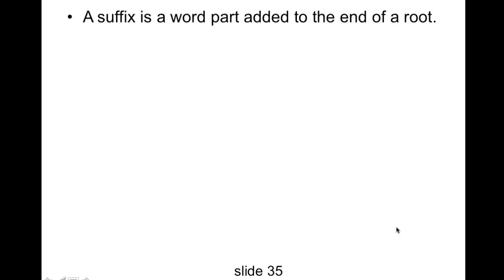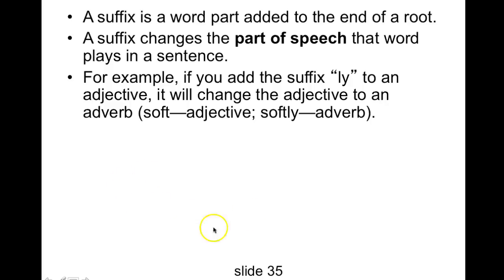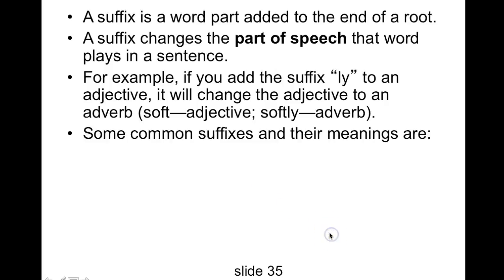Now we're talking about suffixes. Suffixes are added at the end of a root word. The suffix does not change the meaning of the word. However, it does change the part of speech that the word plays in a sentence. So for instance, if you add the suffix ly to an adjective, it'll change the adjective to an adverb. So instead of being soft, softly becomes the adverb.